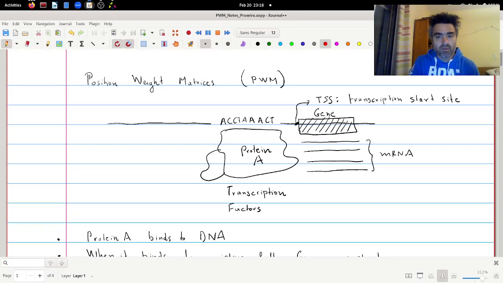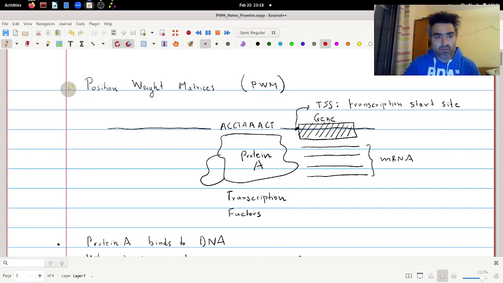Okay, in order to understand what a position weight matrix is, in short called PWM, we have to go through some biology. All this that I will describe today is a simplistic version of the reality, but nevertheless it captures several aspects of what is happening in a cell.